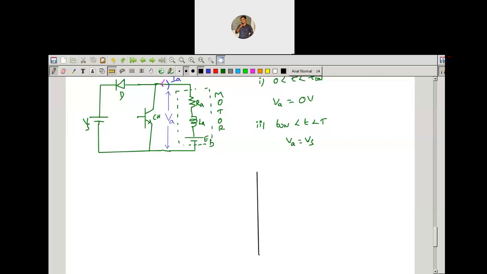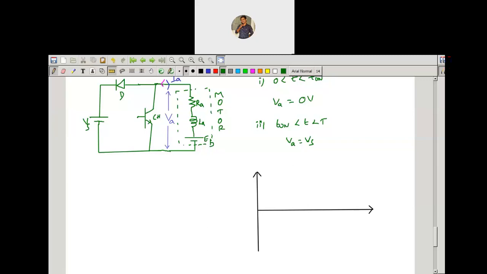So let me draw this output waveform. There is armature voltage as well as the armature current. Everybody remember that we're talking about only continuous mode of operation.